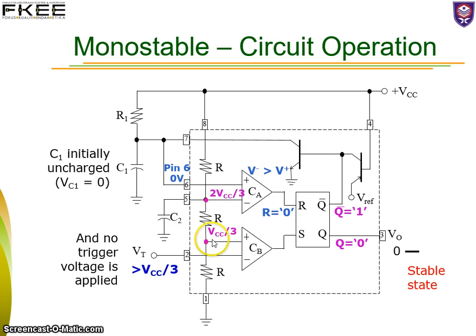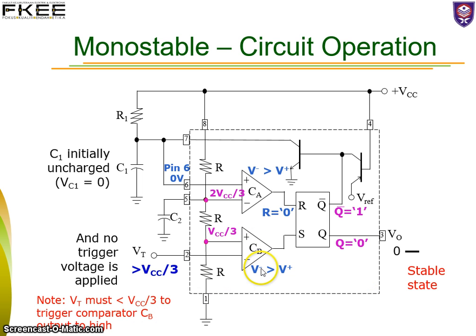So when you compare 1/3 of VCC with the voltage at pin 2, which is greater than 1/3 of VCC, we say that for this particular circuit, V minus is greater than V plus. When V minus is greater than V plus, set receives 0. Since R and set are 0, Q will hold the previous output. So your output over here will remain at 0.